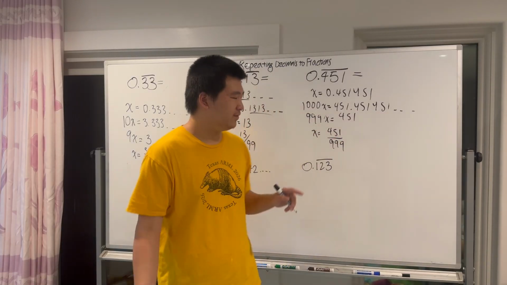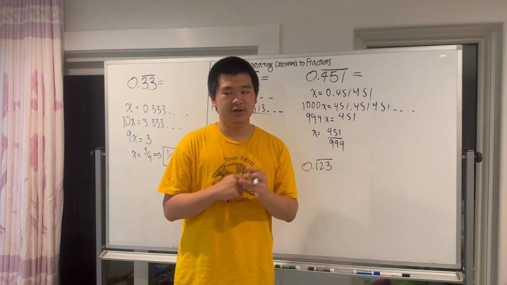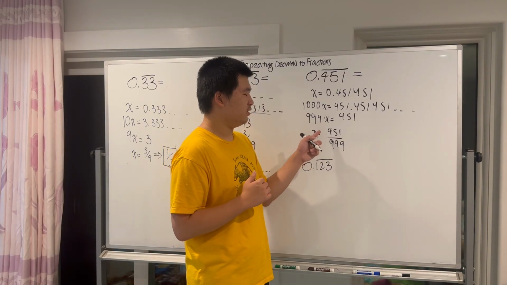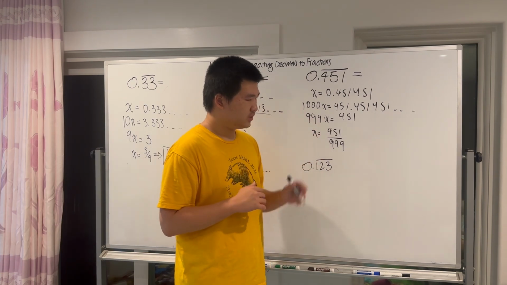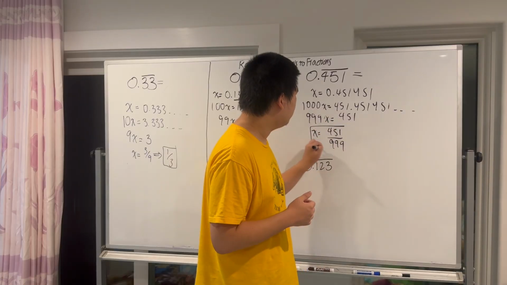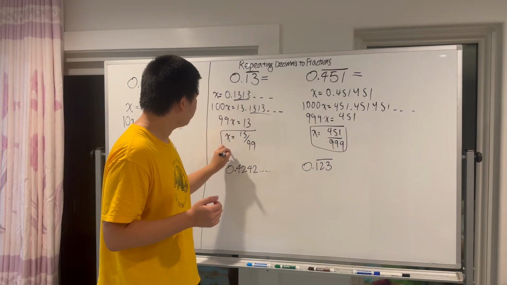And once again, let's check if this can be simplified. Recall that 999 equals 27 times 37. So we need to test this for divisibility by 3. It's not divisible by 3, and it's not divisible by 37. So we know this is going to be our final form. And for this as well.